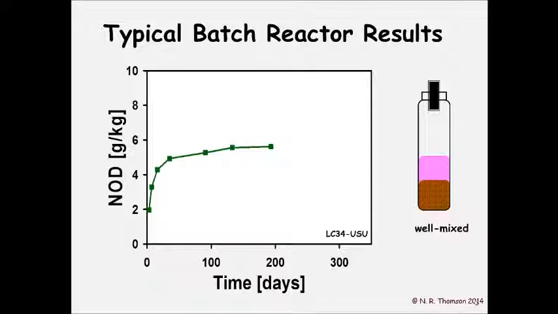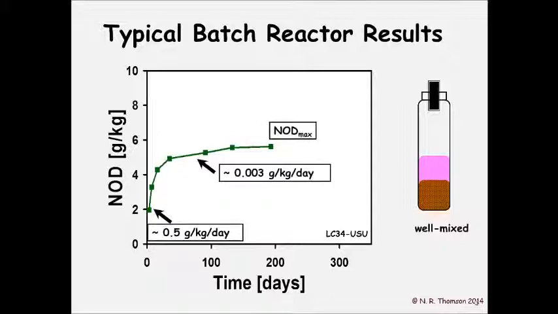So if you ran a batch test, put a known amount of permanganate into a reactor, add in a known amount of mass of dried aquifer material, the data that you would generate from an experiment like this would be the NOD versus time, and it would show you an increasing rate at early time to a plateau. So again, early time at very high rate, to a longer term or slower rate, to a plateau that I've called the NOD max, or the maximum natural oxidant demand for that particular aquifer material.